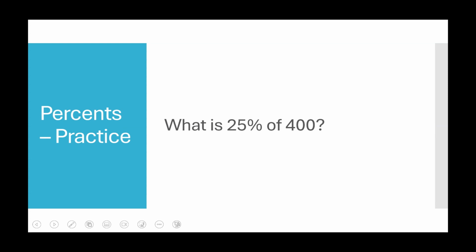So what is 25% of 400? If we knew that 50% was 200, then 25% is going to be half of that, 100. Or we know 25% is 1/4. So we say, okay, what goes into 400 four times? Amazing.